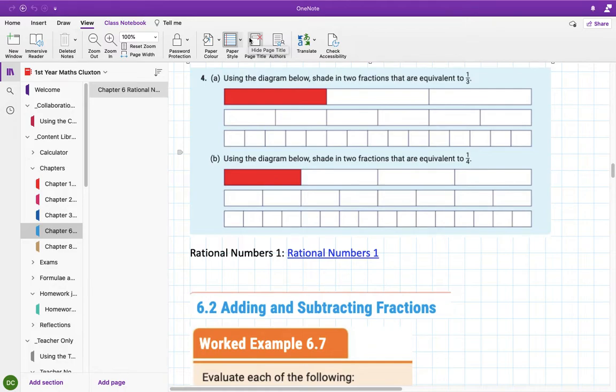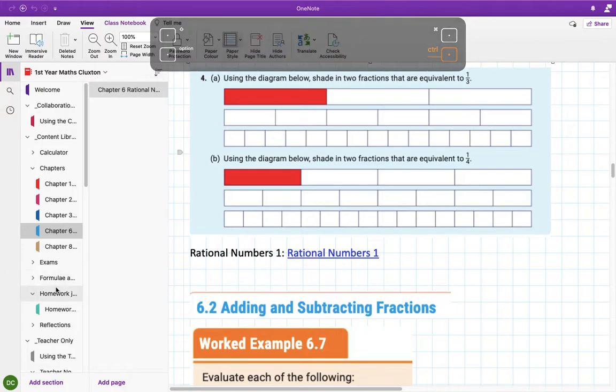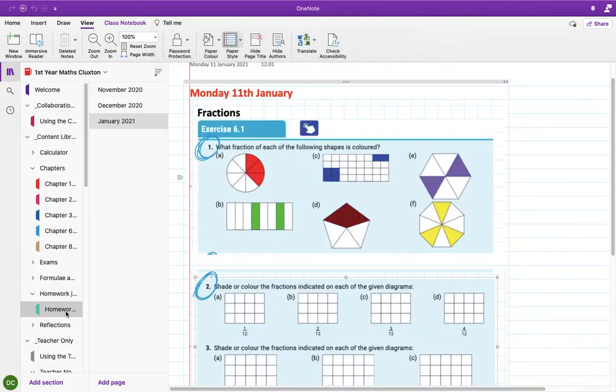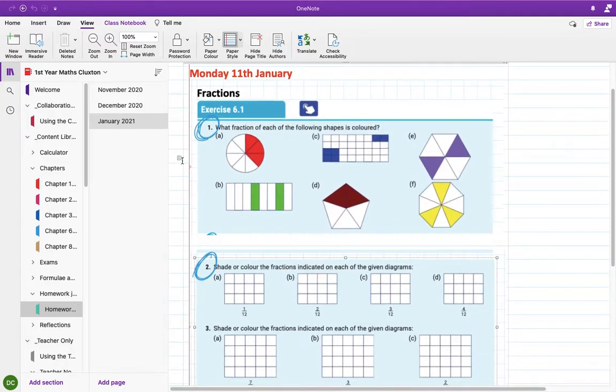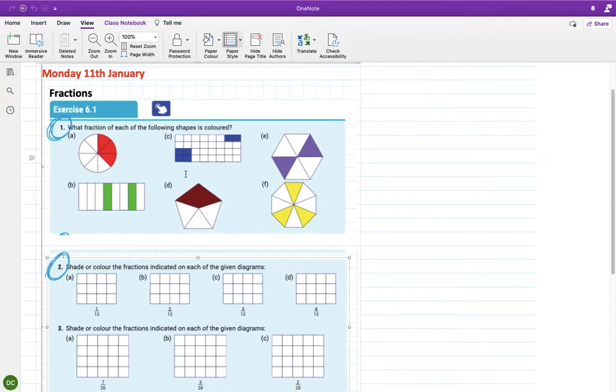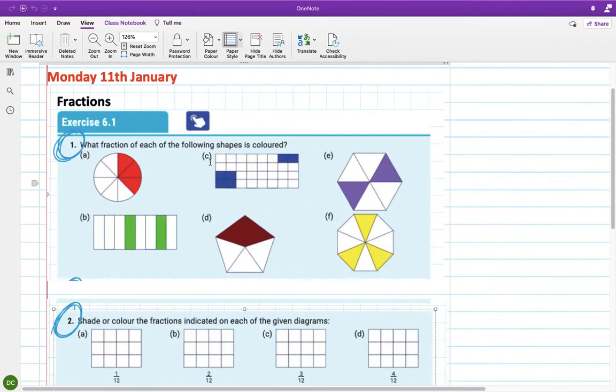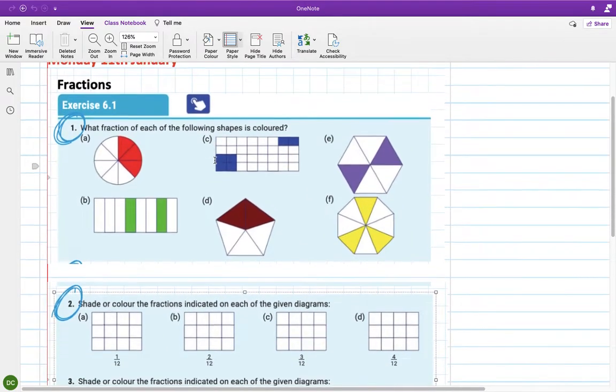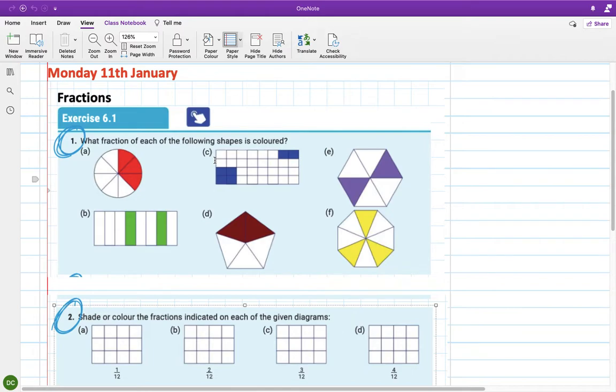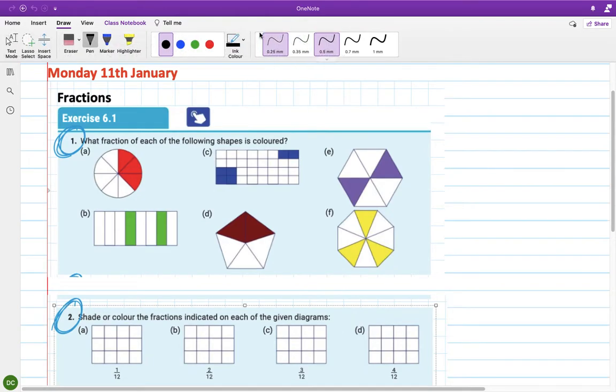Right, so we will get started with the homework. I put the homework down here into the homework journal. Here it is. I'll mark it in here just because that's what we do in class. Okay, so what fraction of each of the following shapes is coloured?